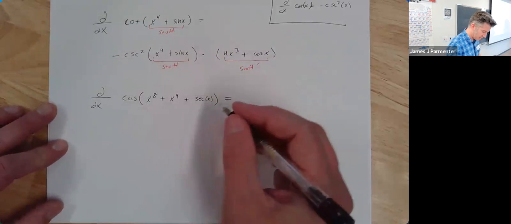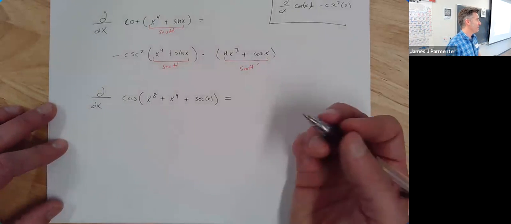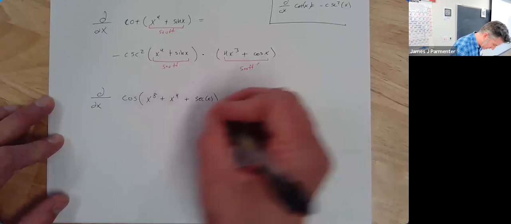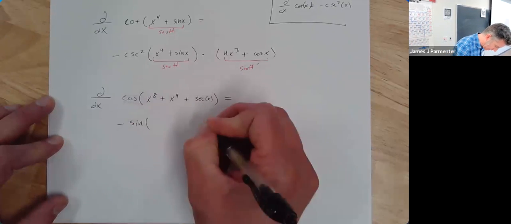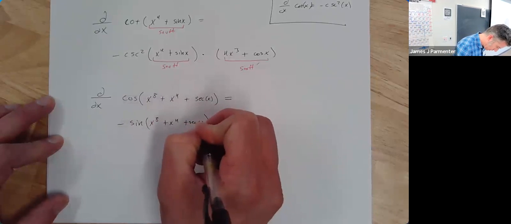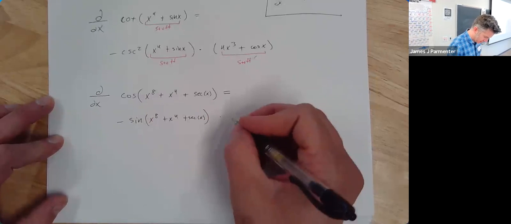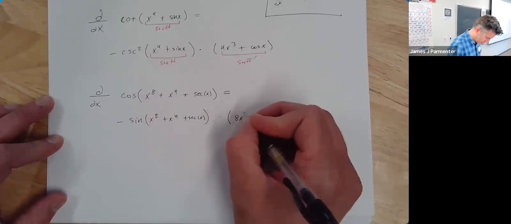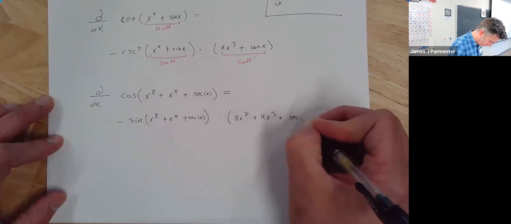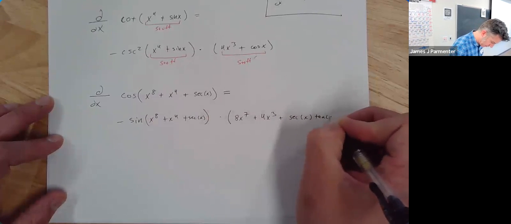I know the derivative of cosine is negative sine. It breaks the rule I said I should break. I know the derivative of cosine of x is negative sine of x. The derivative of cosine of some stuff is negative sine of that stuff times the derivative of all that stuff, which is going to be 8x to the 7th plus 4x cubed plus secant of x times tangent of x.